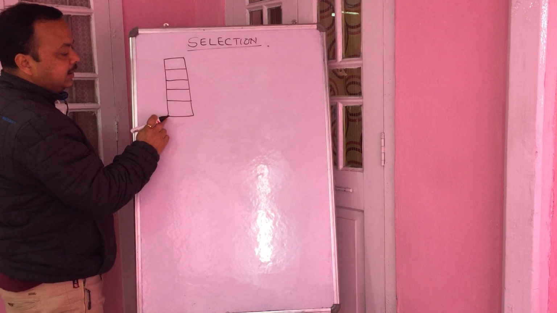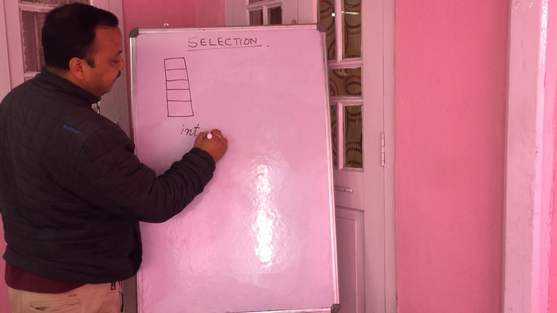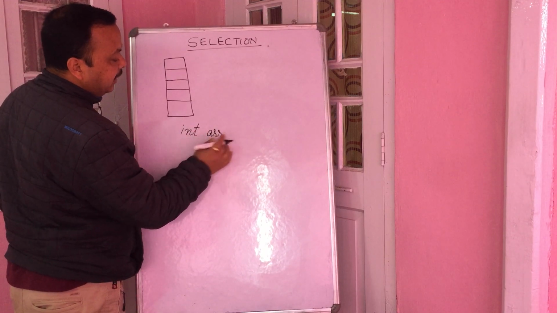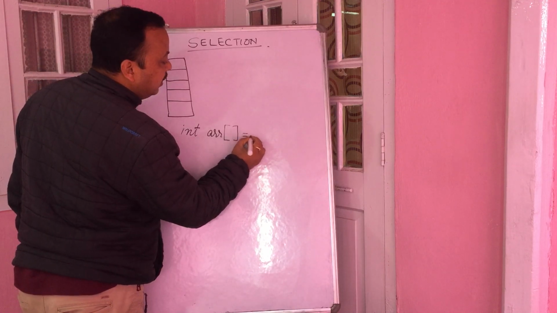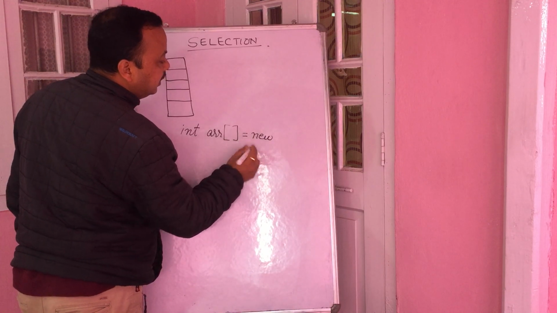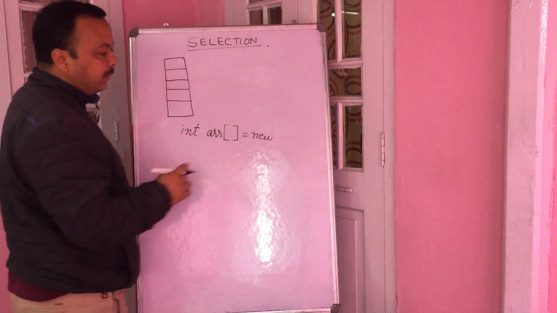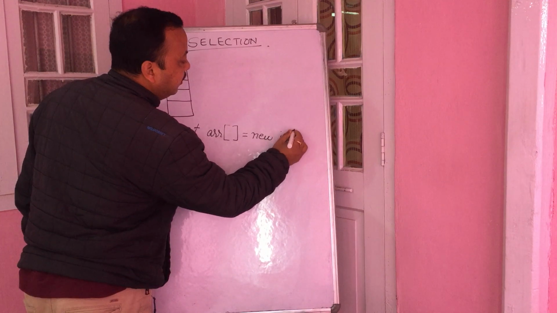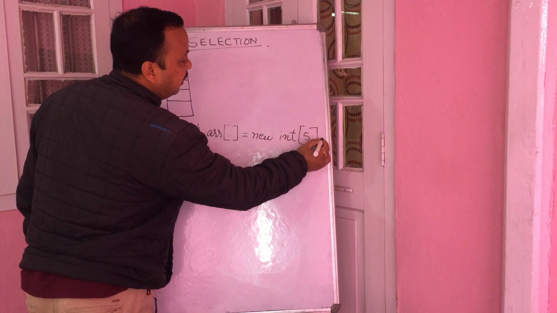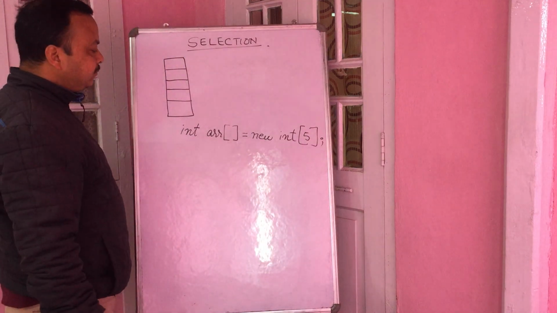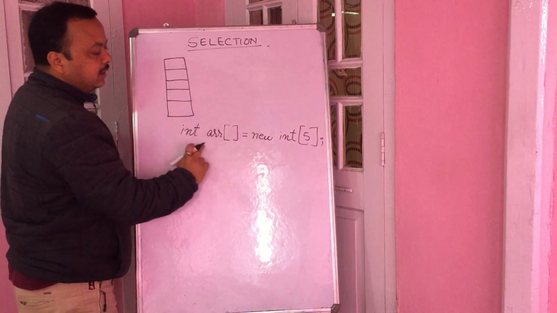The declaration for this array in Java is done by the statement int arr, the name of the array, followed by the dimension, single dimension, equal to new. So new is a keyword or an operator which is used to do dynamic memory allocation. New int, where int is the data type, and how many elements you would like to allocate in the memory. So we can say that this is the visual representation of this statement.